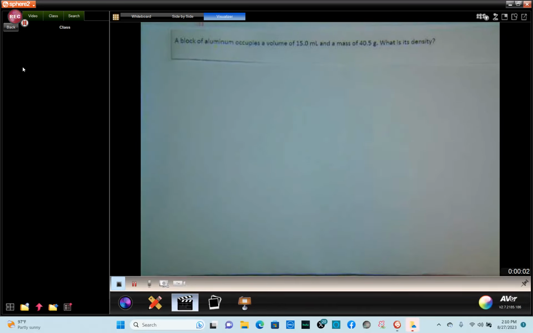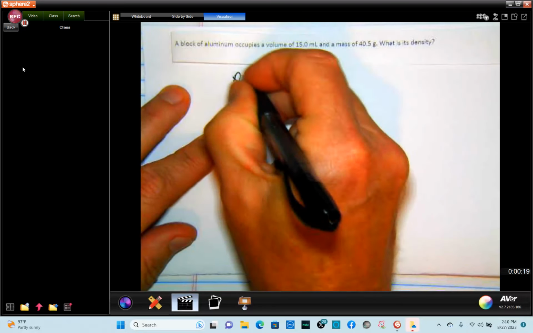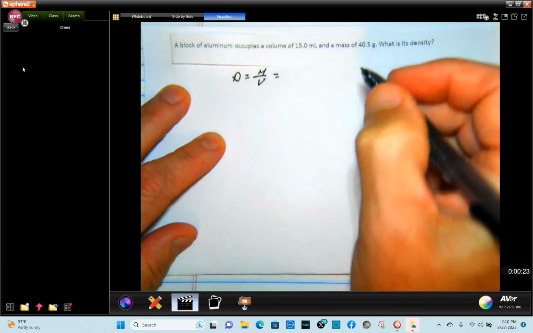All right, we're going to do some density problems. So let's jump into it. We've got a block of aluminum, and it occupies a volume of 15.0 milliliters and has a mass of 40.5 grams. We want to know its density. So we know density equals mass divided by volume. So this is pretty straightforward.